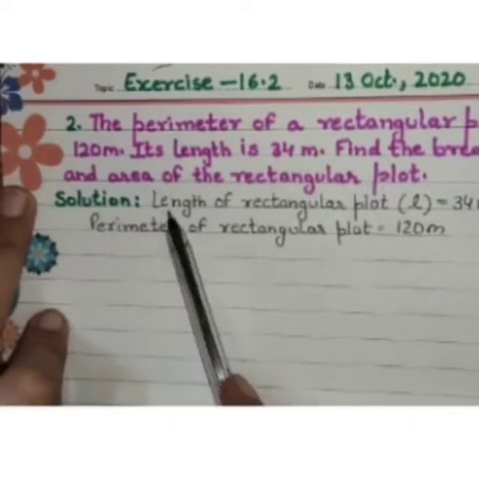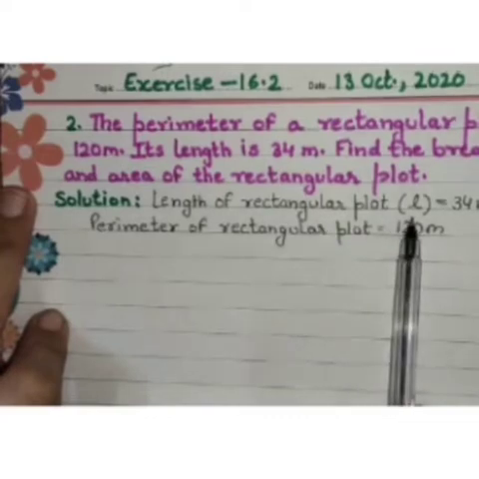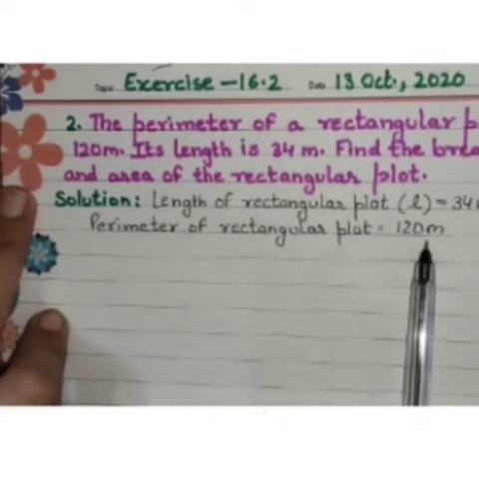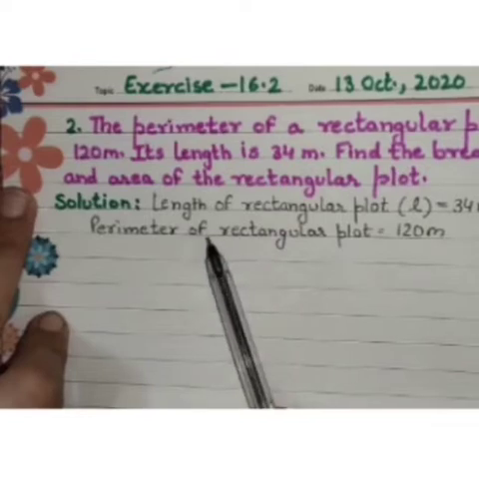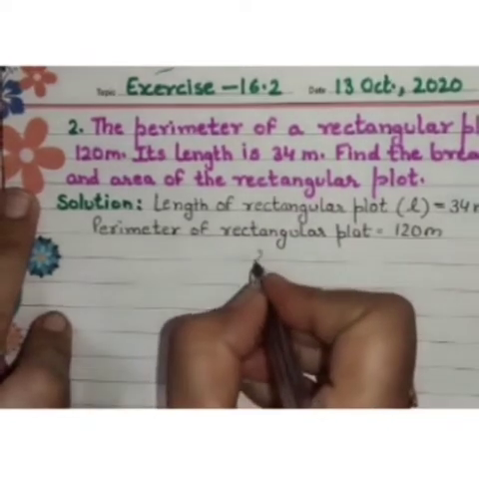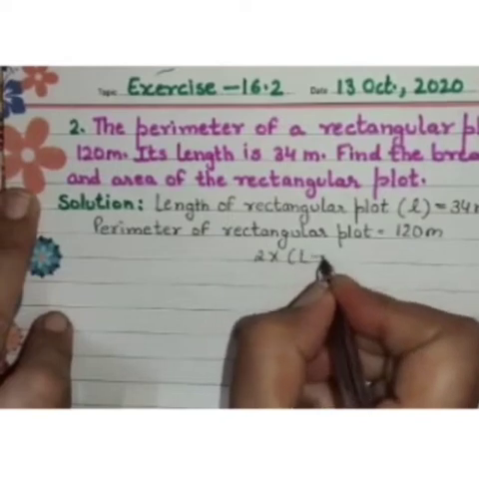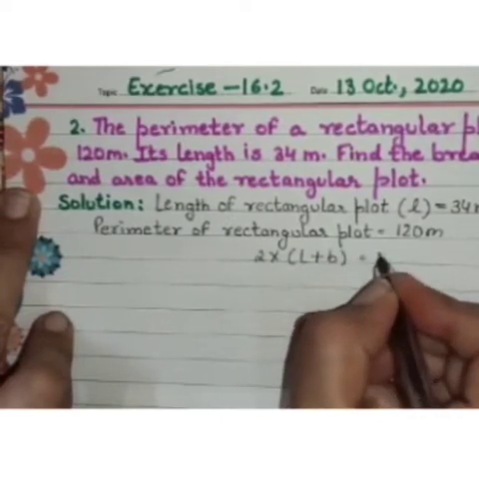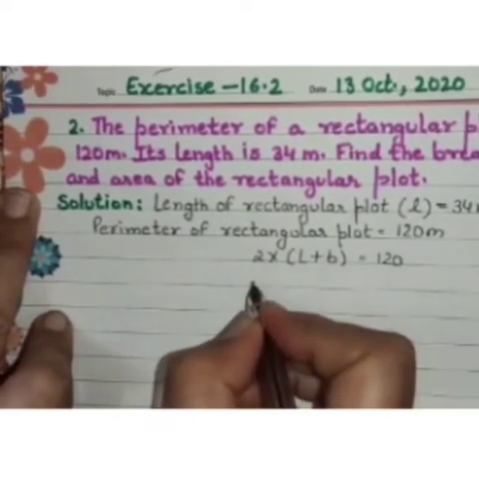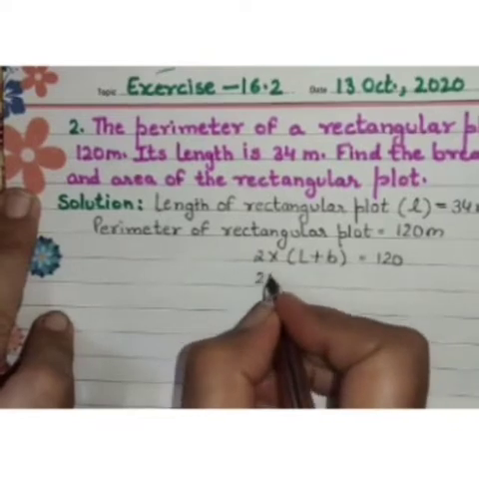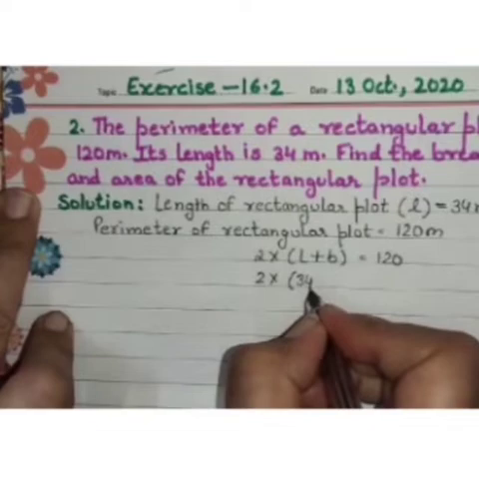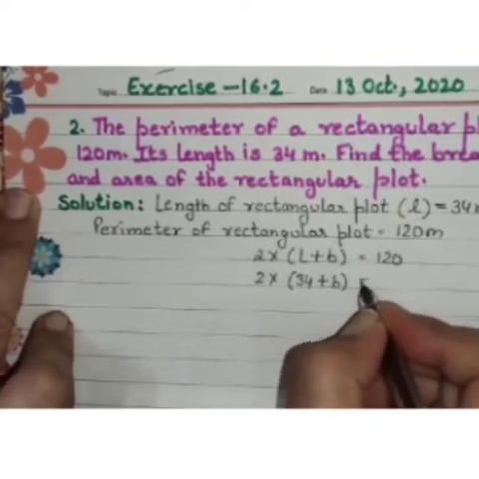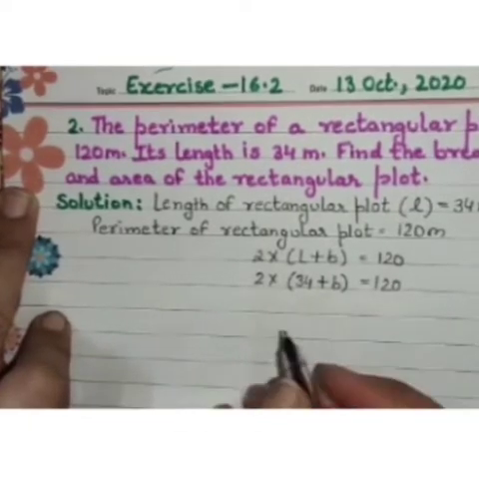In this question, we have given length of rectangular plot and perimeter of rectangular plot. Perimeter of rectangular plot, we know the formula for perimeter of rectangular plot, that is 2 multiply bracket L plus B. In this question, we put the value of L. In place of L, we will write 34. Now on solving this, we get the value of B.